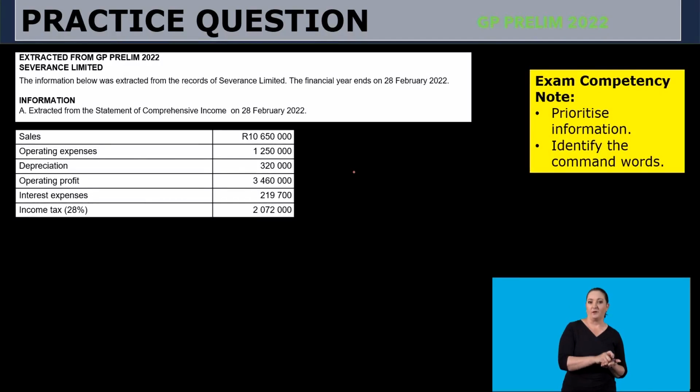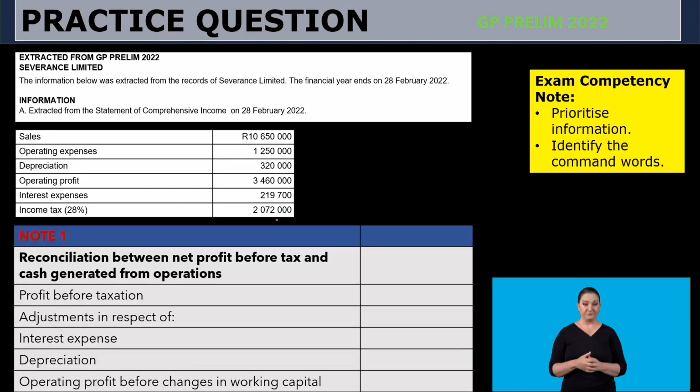So make sure that when I do the calculations, you have a pen, a paper, and a calculator so that you can follow along with the calculations. All right. So here we are told that the information was extracted from the records of Severance Limited. And then we have our income tax and our interest and operating profit. We want to record the information here in our note.